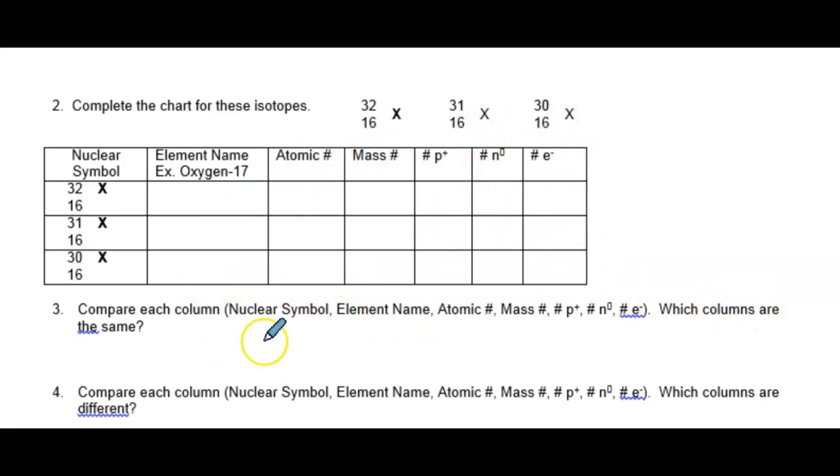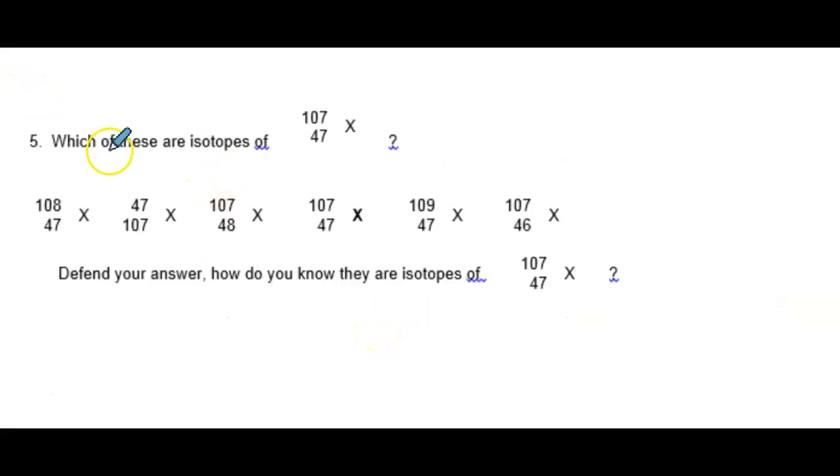For this one, you're going to tell me which columns are the same. So which of these columns are the same, just write them out here. And then for number 4, which of the columns are different. For question 5, which of these are isotopes of this? So this is your one, then you're going to decide if they're an isotope. You're going to circle them, and then you're going to defend your answer. How do you know the ones you circled were isotopes?